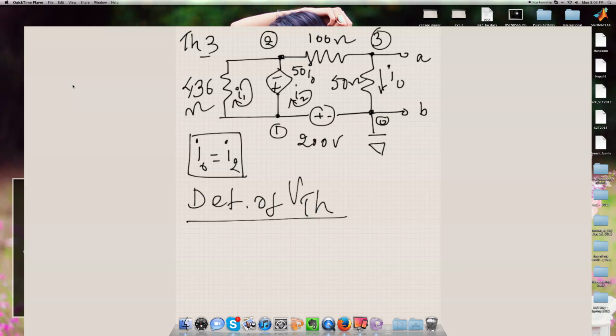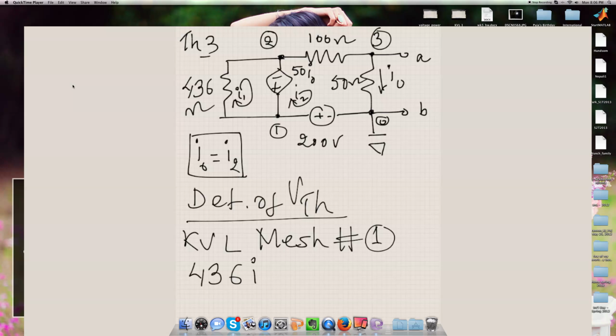If we consider the mesh number 1 and apply KVL along mesh number 1, what do we get is, notice that we're measuring the voltages, so we will say using Ohm's law, 436, which is the resistance, times I sub 1 minus 50 I sub 2. What we have done is we have replaced I naught by I sub 2, equals 0. So this is a good thing to notice.